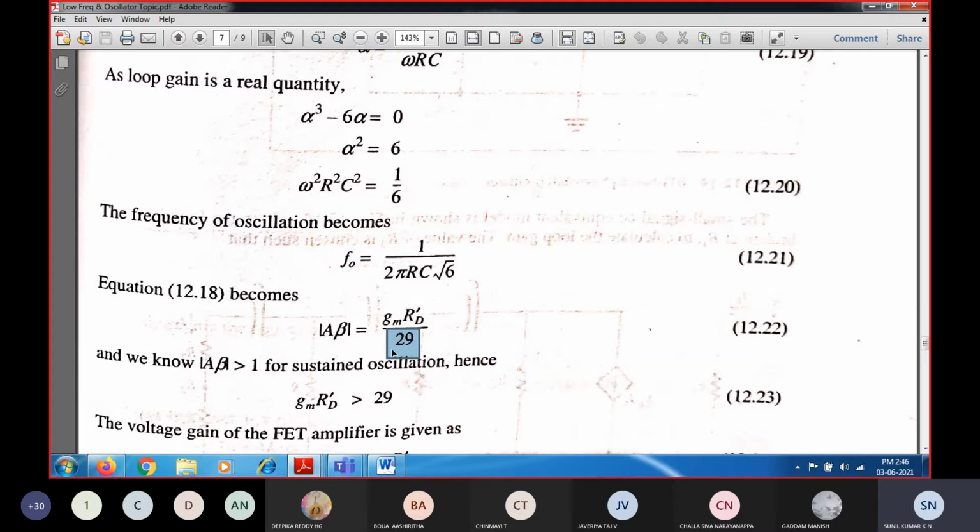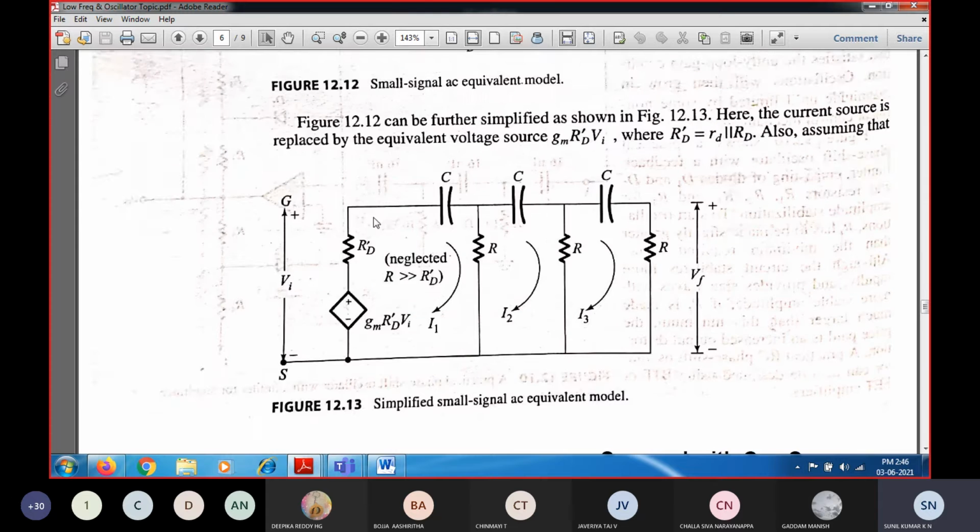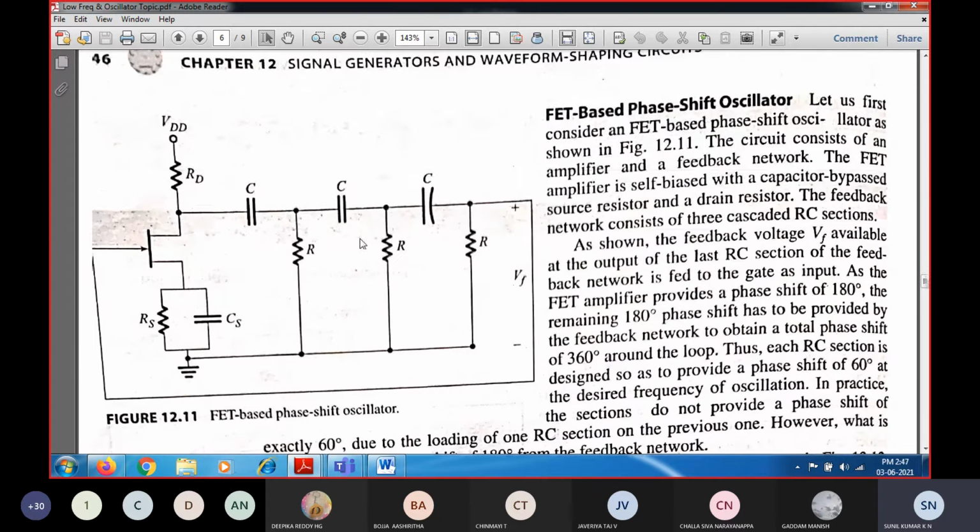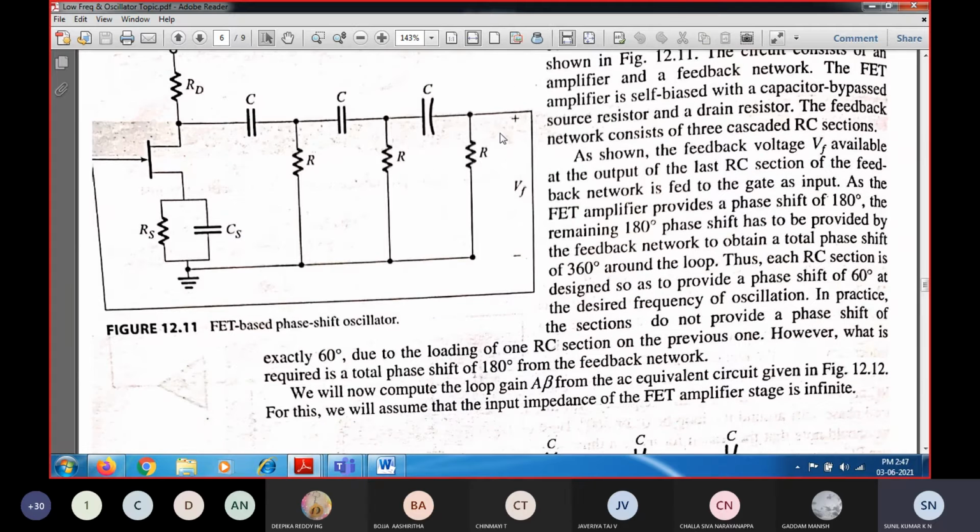So the gain of the feedback network is what? 1 over 29. Whatever the amplifier output is, the amplifier has a gain of minus gm into RD dash. So this output will be reduced in amplitude when it comes over here. It has been reduced by a factor of 29. So this 29 is the gain reduction factor of the feedback network. So this feedback network has a gain of 1 over 29.